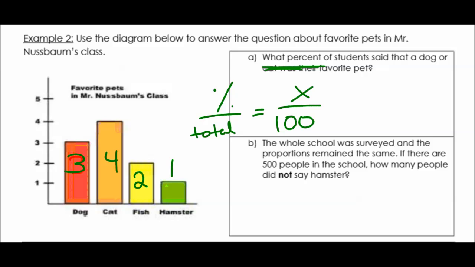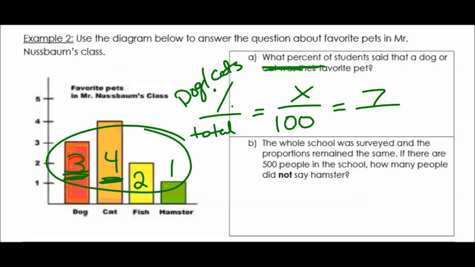The percent is really describing the people who like dogs or cats. The key thing here is we're talking about dogs and cats, those 7 people, out of the total. It's 7 out of the total number of people in that bar graph, which is 10. 3 plus 4 plus 2 plus 1. You might even be able to do this in your head. 7 out of 10, you might be able to figure out that percent, but we're going to cross multiply.